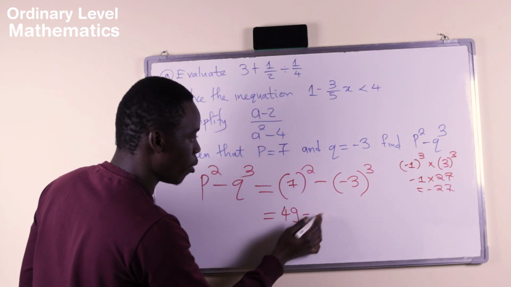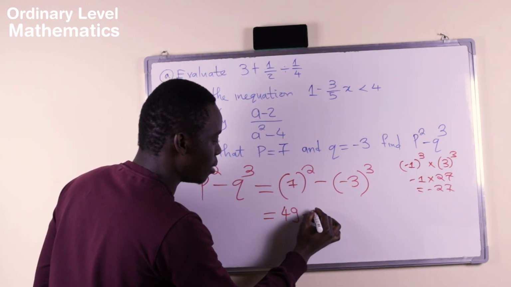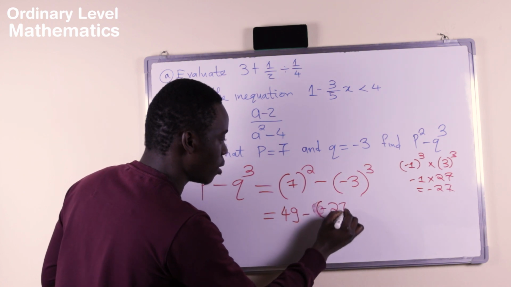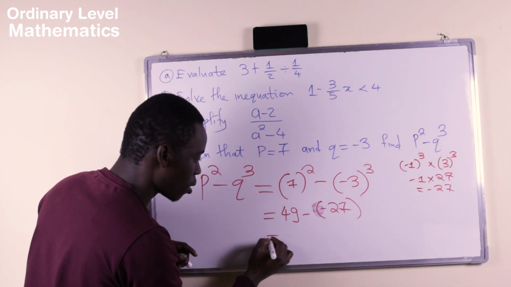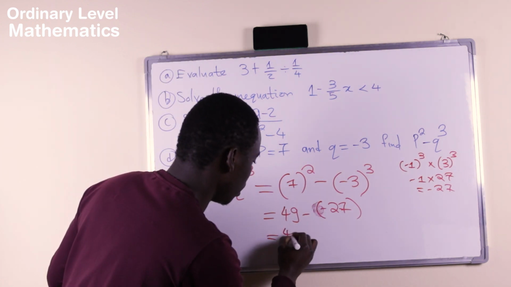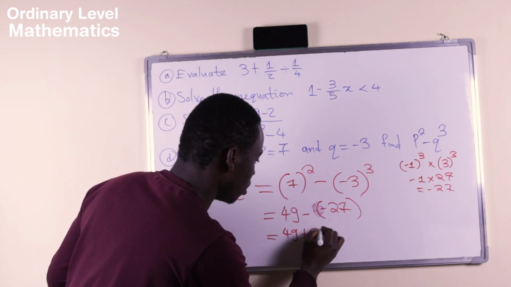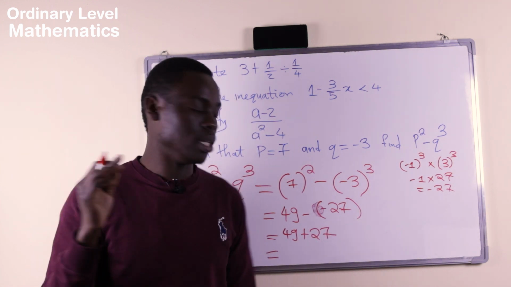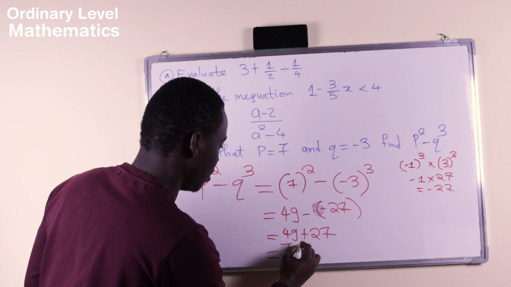So this is what we're going to write here, minus -27. Now, negative times negative is positive, hence 49 plus 27. Hence, our final value is 76.